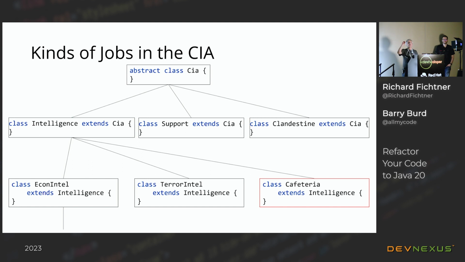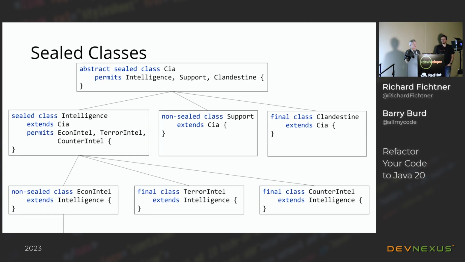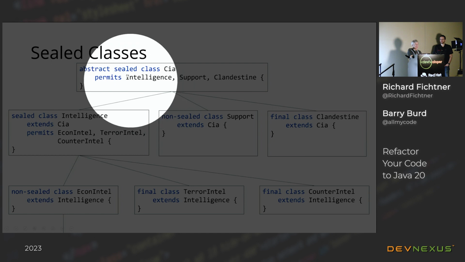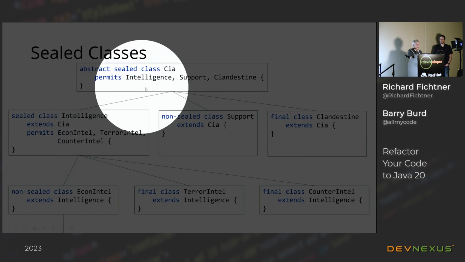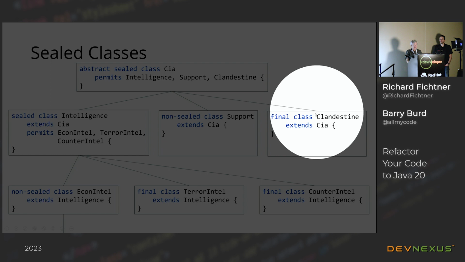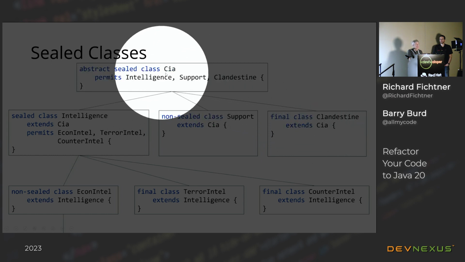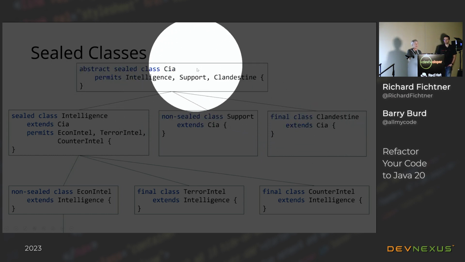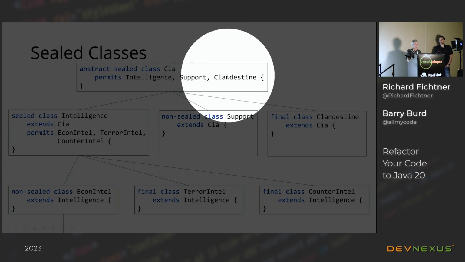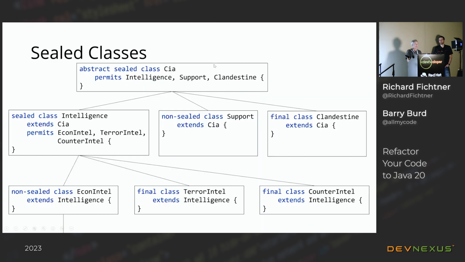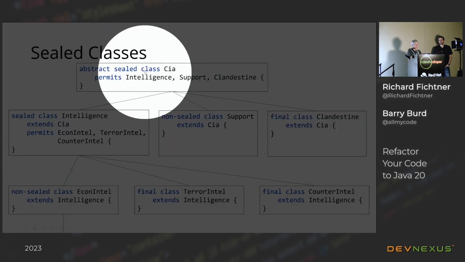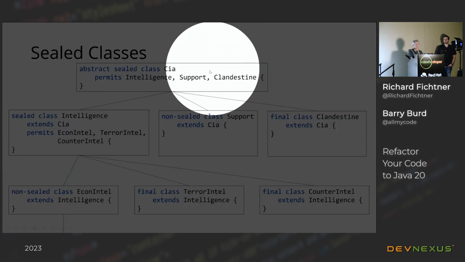What we want to do is restrict the classes that are allowed to extend certain other classes. And sealed classes is what we can use to do that. So here, the abstract class is sealed, and we have intelligence, support, clandestine. The idea is if it's sealed and it permits intelligence, support, clandestine, nothing else can override it. Nothing else can extend the CIA class.